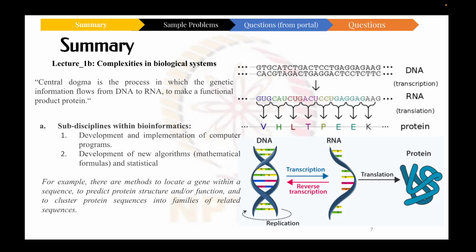So bioinformatics, as I mentioned, is a multidisciplinary field with various subdisciplines that focus on different aspects of biological data analysis, interpretation and application. Some of the prominent subdisciplines within bioinformatics include genomics, which focuses on the study of the entire set of genes within an organism. Then we have proteomics, which focuses on the study of proteins, including their structure, function and interactions. Proteomics involves protein structure prediction, identification of protein-protein interactions, and analysis of post-translational modifications.